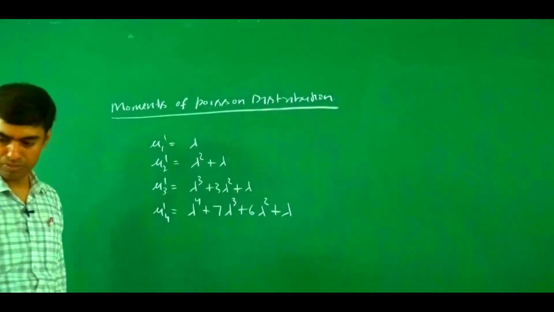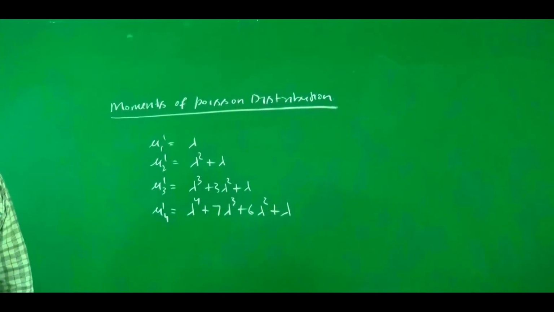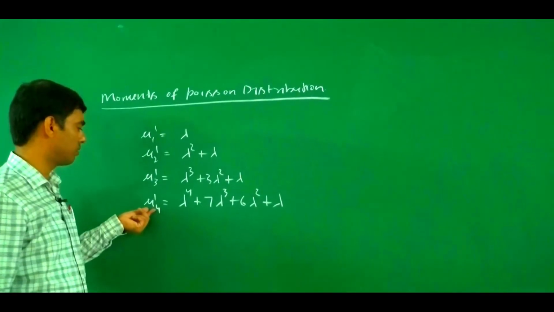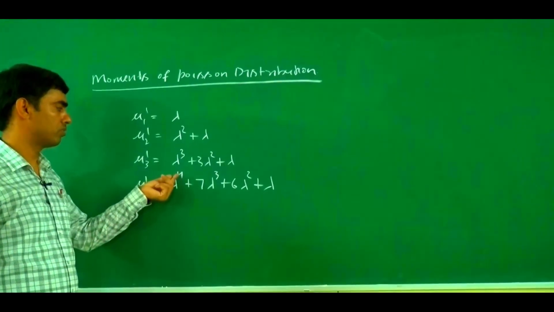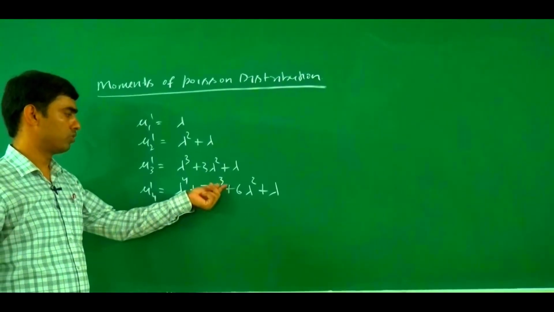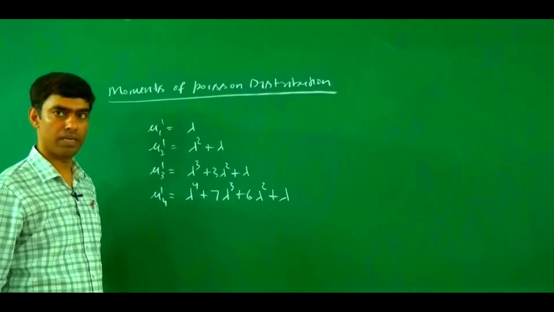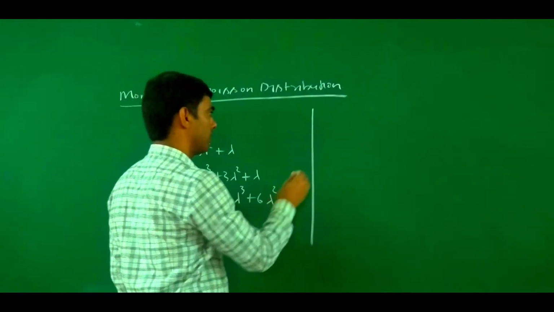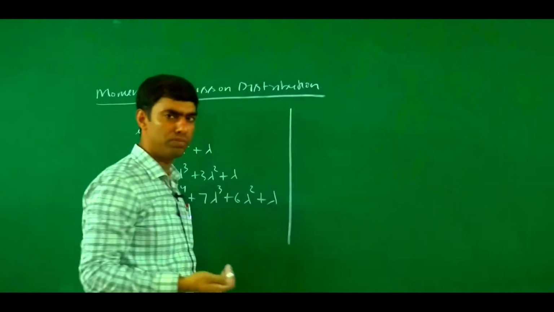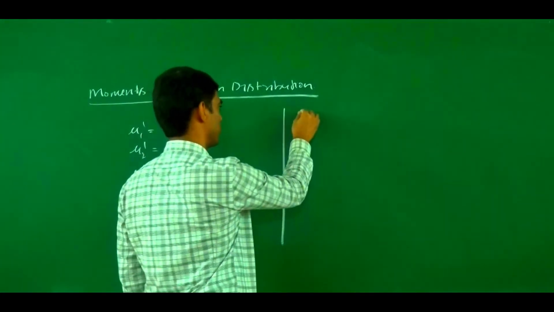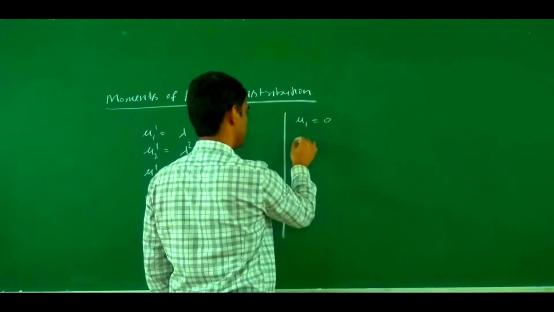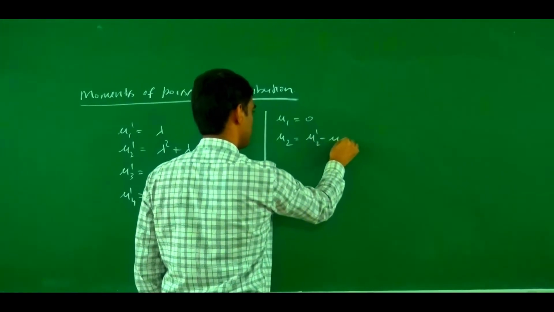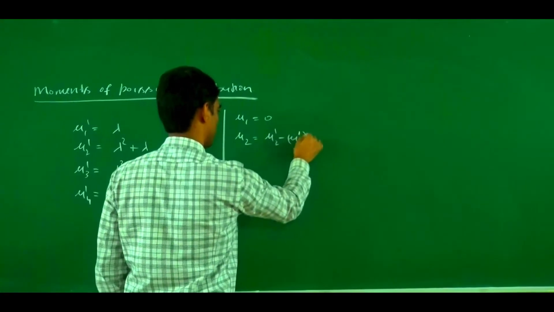Once we verify the value of this one, it is correct. So this is the value of mu4 dash: lambda to the power 4 plus 7 lambda to the power 3 plus 6 lambda square plus lambda. And we know the relation for how we find the value of mu. What is the value of mu1? Obviously mu1 equals 0, so there is no need to find out the value of mu1. Mu2 equals mu2 dash minus mu1 dash whole square.